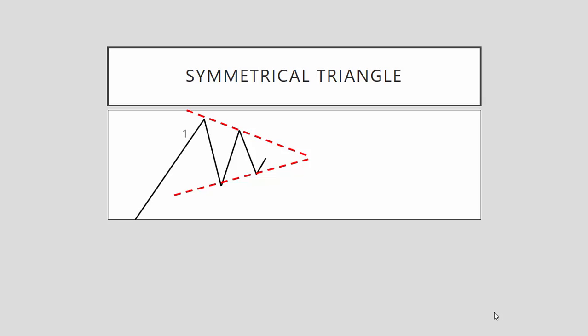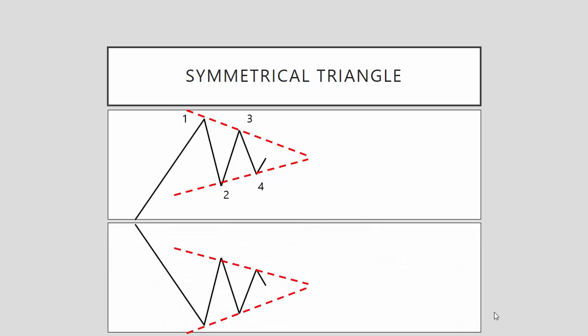We need a top, then a retracement, then a recovery to somewhere lower than the previous top, and another retracement to somewhere higher than the previous retracement. And finally we can say we have a symmetrical triangle when price goes up again from our last bottom. We can also have a symmetrical triangle in downtrends, as you can see in the picture.